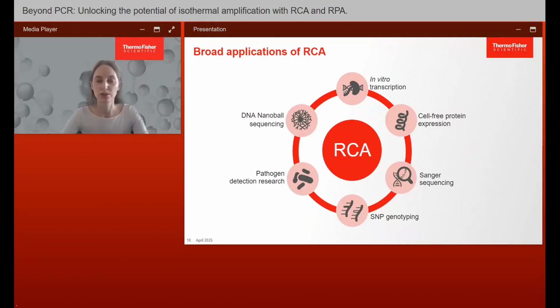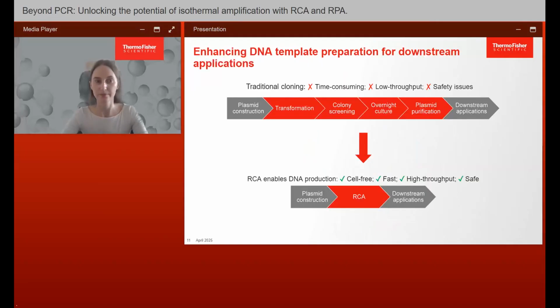Second, RCA is used for DNA amplification before downstream processes. And these can include in vitro transcription, cell-free protein expression, Sanger sequencing, DNA nanoball sequencing, and so on. But today, we are going to explore how RCA can be introduced into workflows for SNP detection, in vitro transcription, and cell-free protein expression. Let's begin by looking at how RCA can be used to prepare templates for downstream applications.